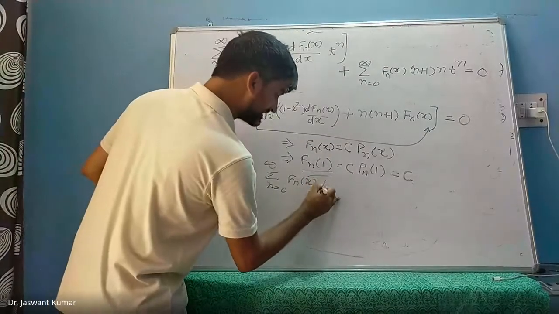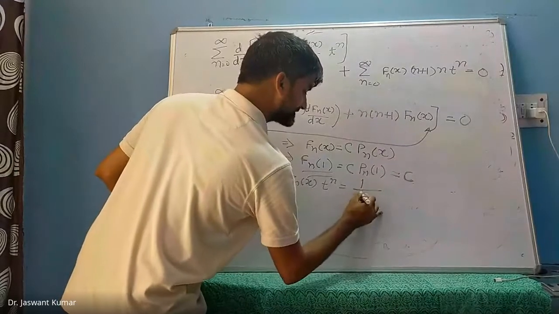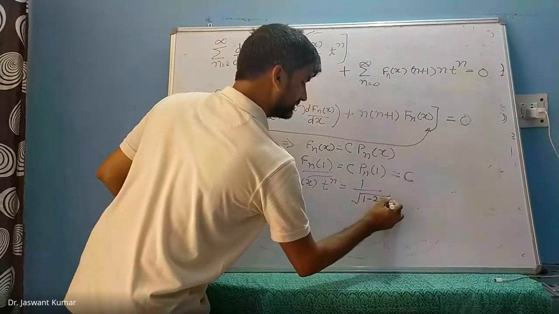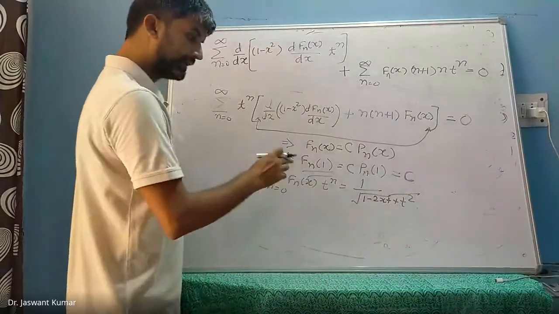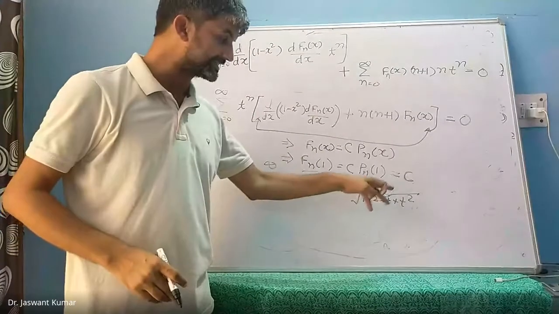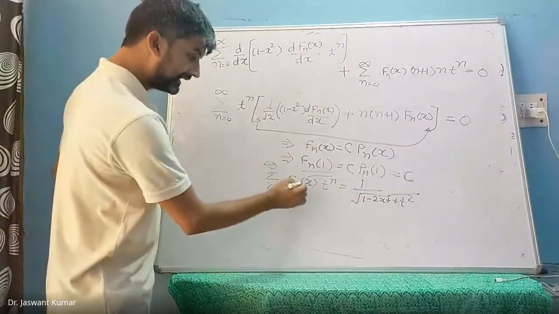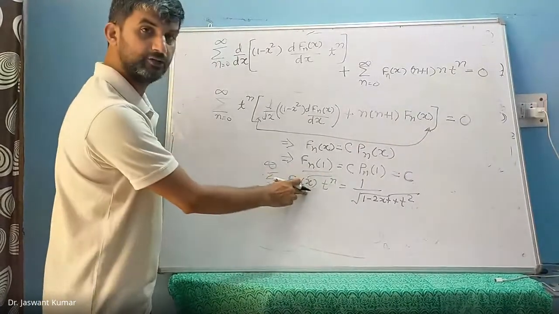Yes, sir. So this is the sum of f_n(x) t to the power n. We knew that it is equal to 1 by the square root of 1 minus 2xt plus t squared. But in this equation, you can put the value of x equal to 1.